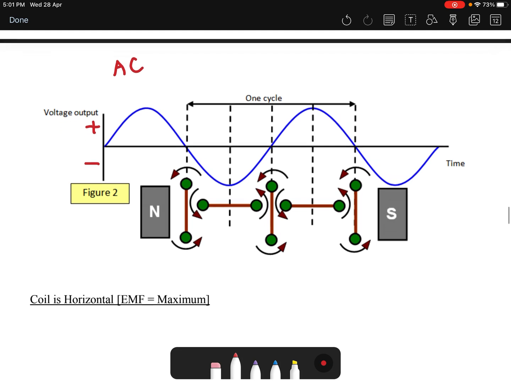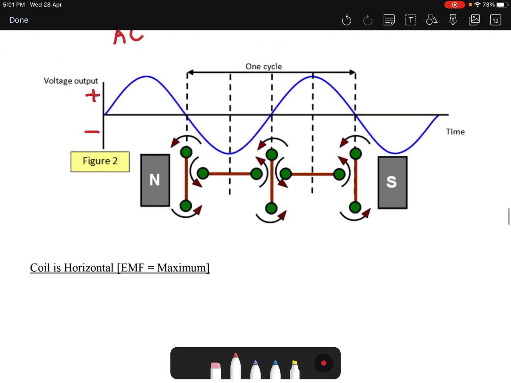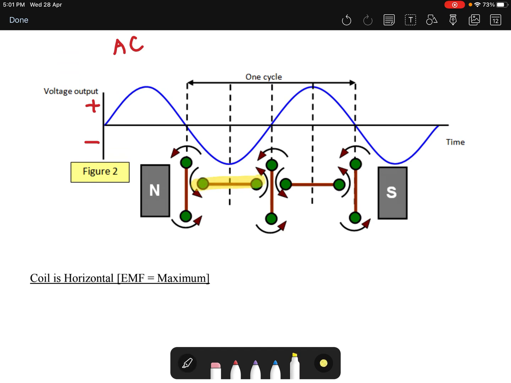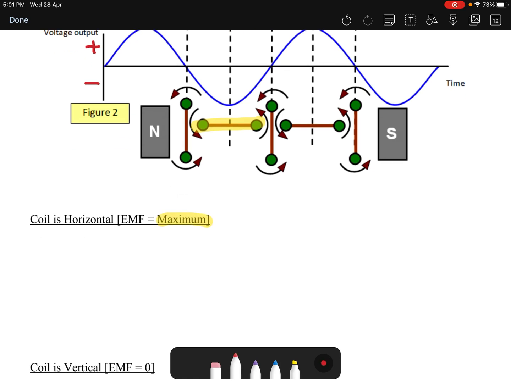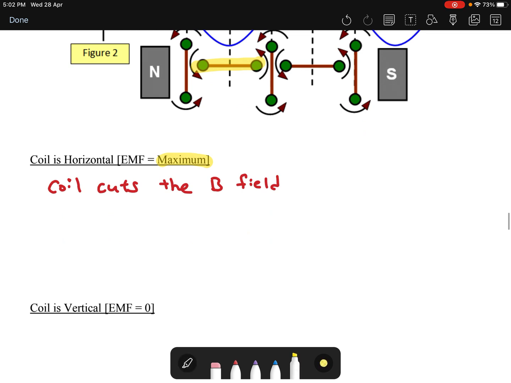Alright, so what happens when the coil is horizontal? So this coil will be horizontal in this particular manner. The EMF will be maximum. So why is that so? Because when your coil is horizontal, the coil will cut the B field. Okay, so the coil cuts the B field. But when your coil is vertical, in this way, the EMF induced is actually zero.